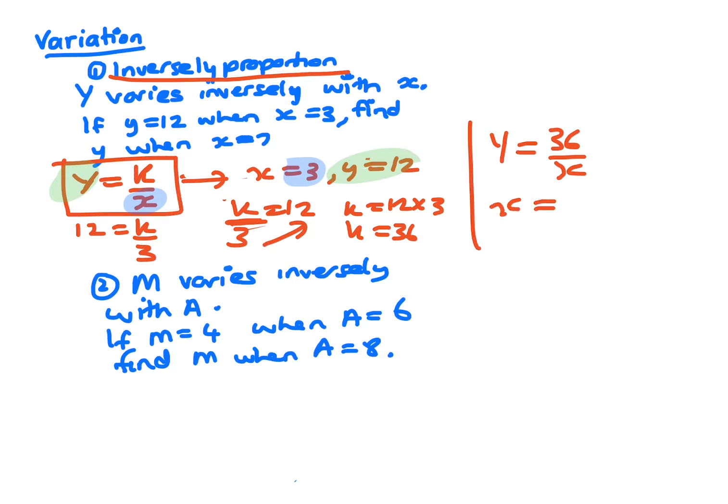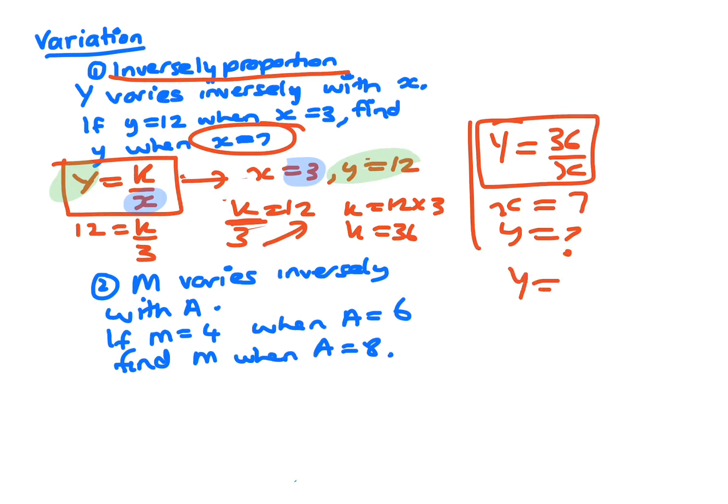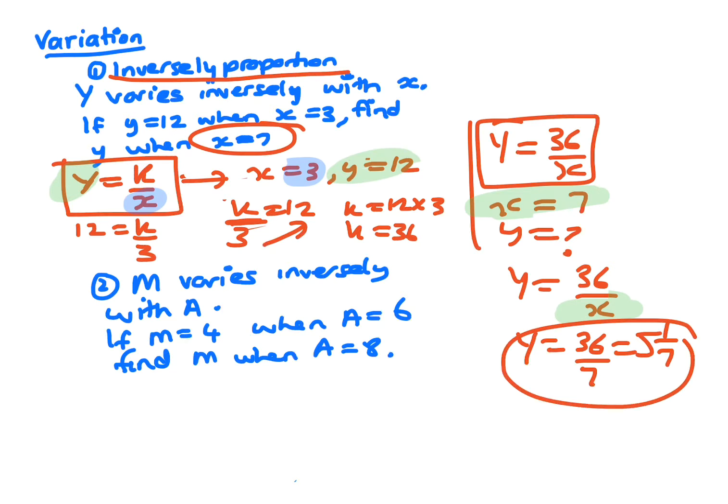So if x is equal to 7, we want to find what y is. So now that we know what k is, we have our basic rule, which is 36 on x. And all that is needed now is to get x equals 7. And where the x is, you replace it with 7. So it's 36 on 7, which is 5 and 1/7. That's what the y value will equal.